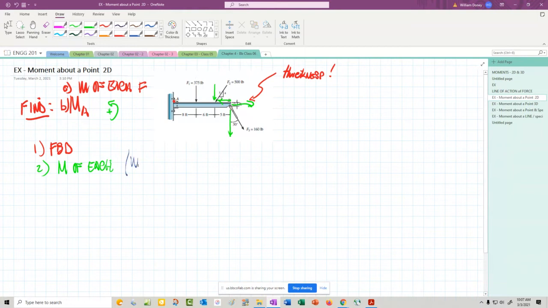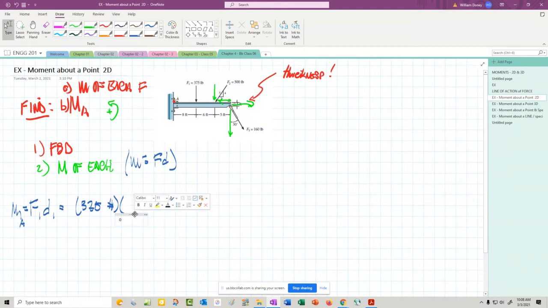We are in 2D, so we should be able to use force times distance. All right, let's find the moment. Do the first one. So moment 1 about A will equal F1 times D1. F1 is 375 pounds. Our distance is going to be, is that 8 feet?